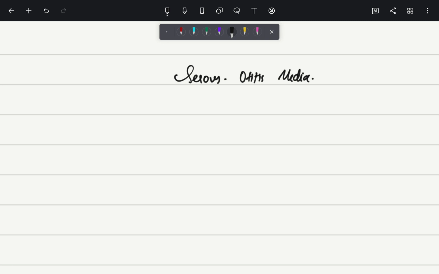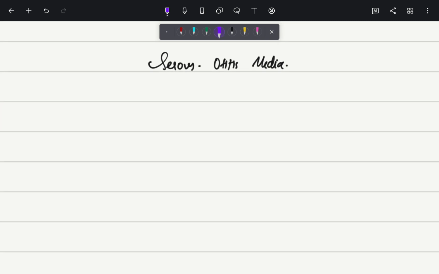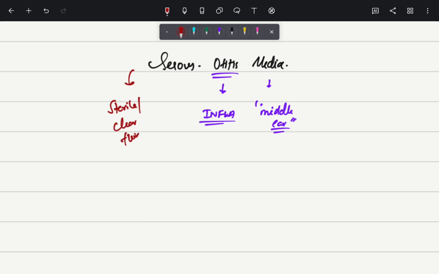So today we are going to talk about serous otitis media. First we will talk about the definition of serous otitis media. Otitis means inflammation and media means the middle ear cavity. So, inflammation of the middle ear cavity. Now what is meant by serous? Serous means sterile or clear fluid.